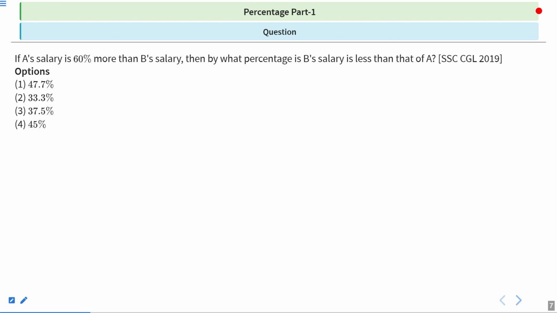If A's salary is 60% more than B's salary, then by what percent is B's salary less than that of A? This question was asked in the SSC CGL 2009 exam. Now there are four options: A is 47.7%, second is 33.3%, third is 37.5%, and fourth is 45%. Now you have 10 seconds to solve this question. Your time starts now.